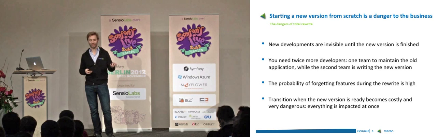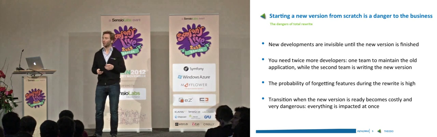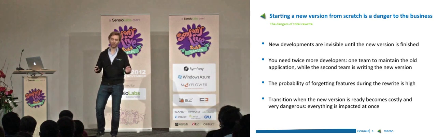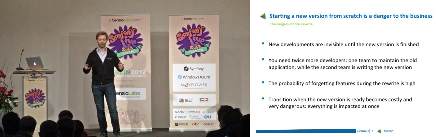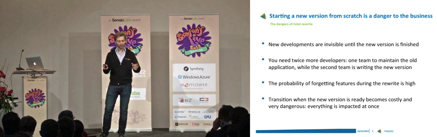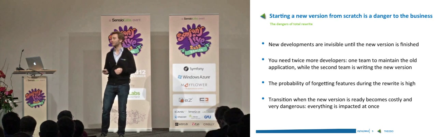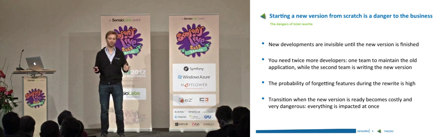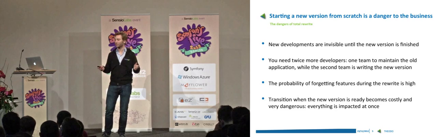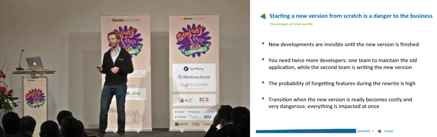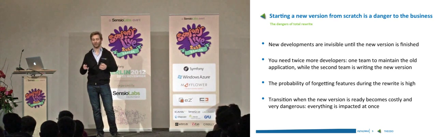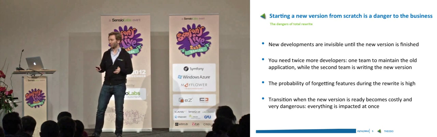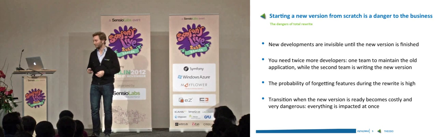And so when you're rewriting from scratch, the probability of forgetting important features is really high, which makes, of course, the transition, once you've finished your rewrite, or at least you think you've finished it, the transition migrating from the old system to the new system really dangerous and really costly, because all of a sudden you're impacting everything your business relies on. And you know how it is. Either you try and then you realize you're missing half of the features, come back, or you try to correct them at the last minute. But it's a really dangerous thing.